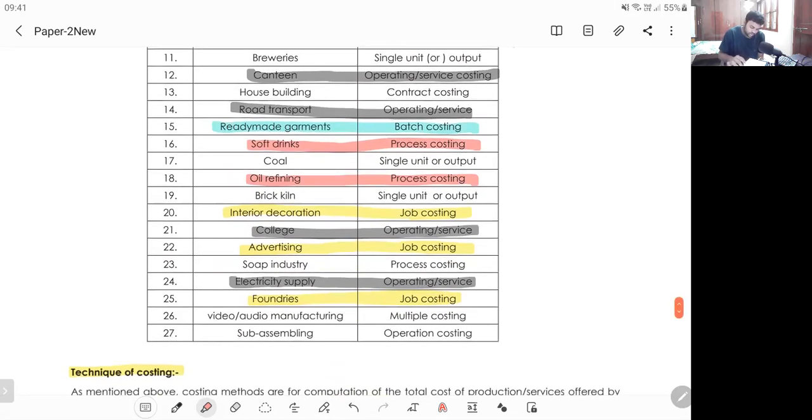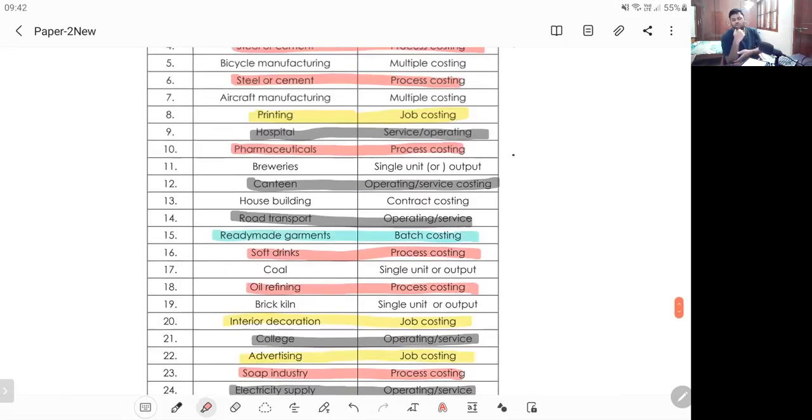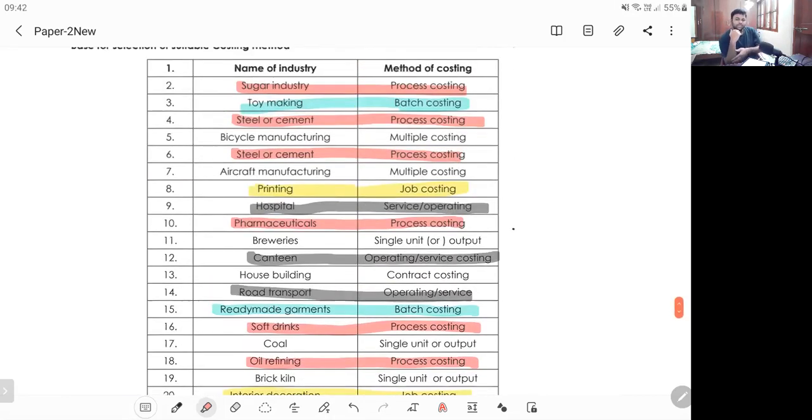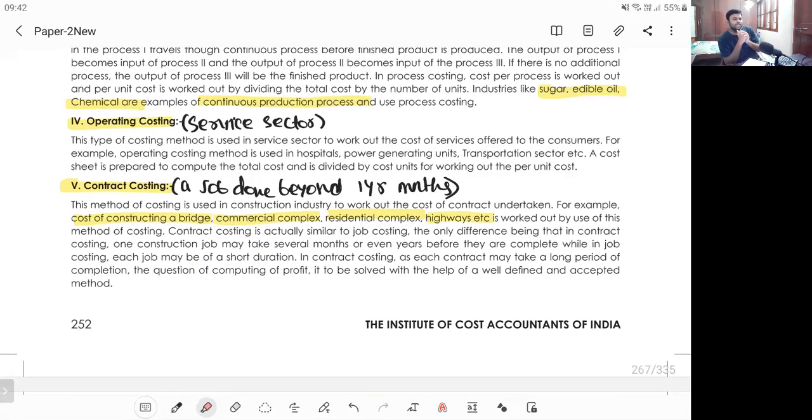Next, contract costing. If a job is done beyond 1 year, we call it contract costing. Now, what happens in this contract costing? Very big contracts will be given to you. In this case, the work cannot be completed in 1 year, right, my dear friends? So, in this case, you use something called contract costing.